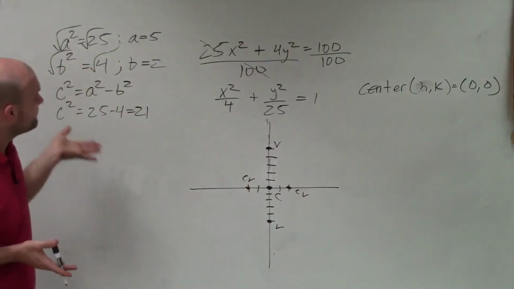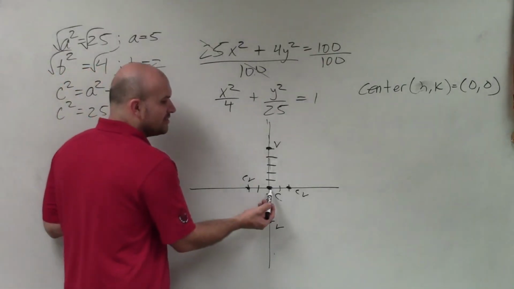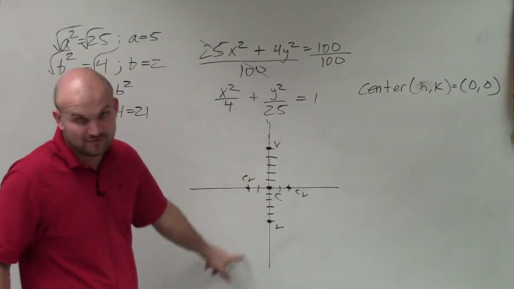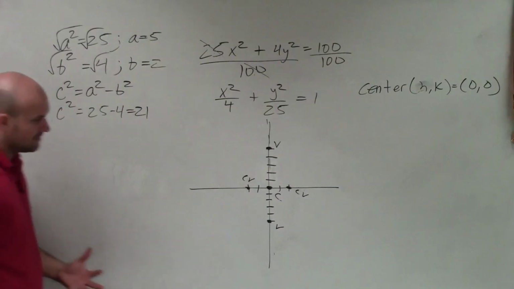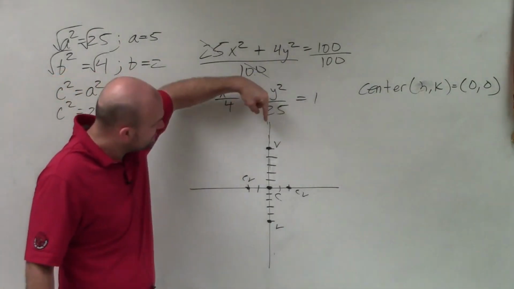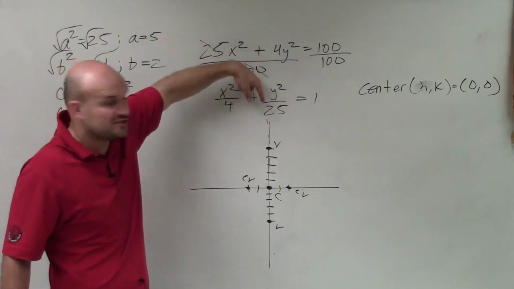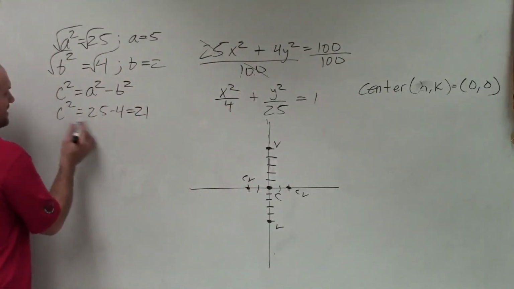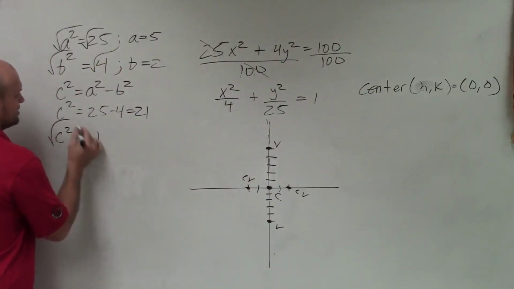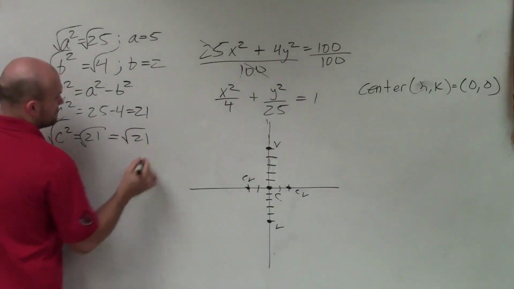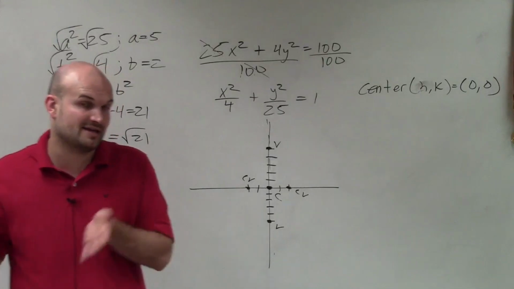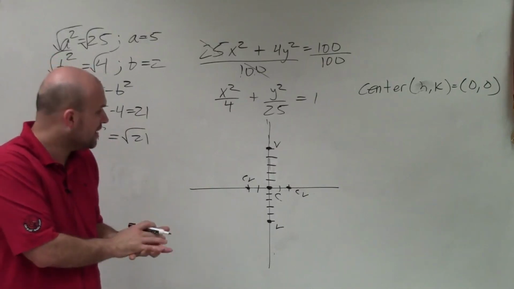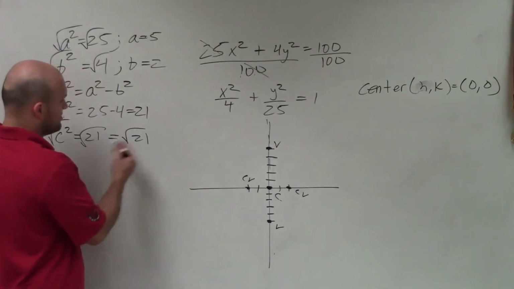Now, to identify what my foci are going to be, my foci are again going to be the distance c from the center to both foci. However, you've got to remember they're going to lie on the same axis, the major axis, as my vertices. So whatever my value of c is, c squared equals 21. Take the square root. So c equals the square root of 21, which is roughly going to be between 4 and 5, 4 and some decimal. I don't have a calculator. I'm not trying to be exact. I'm trying to give you a good idea. So it's going to be between 4 and 5.